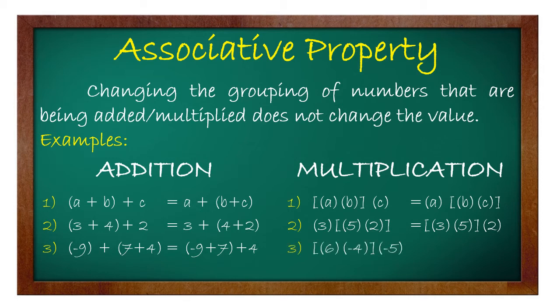Another. Quantity 6 times negative 4 multiply by negative 5. So, magkagrupo dito si 6 at saka si negative 4, which is equal also to 6 times the quantity of negative 4 times negative 5. So, ang associative natin, may groupings. Okay? Baguhin mo man kung sino yung magkasama sa loob ng isang grupo, hindi nagbabago yung sagot niya.